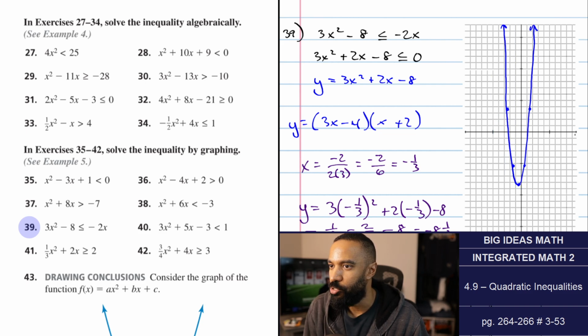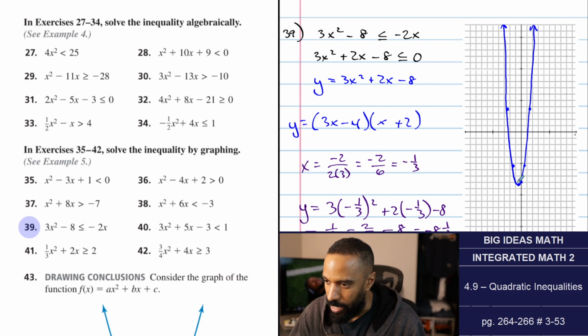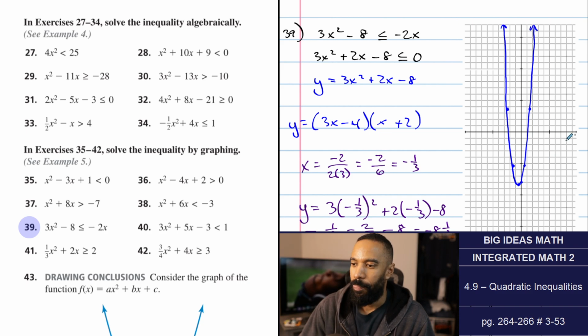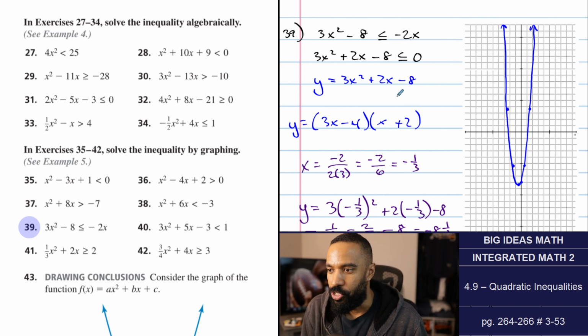So my y-intercept should be... This is why I check these. My y-intercept should be negative 8. That's good. My x-intercept should be negative 2. Now, that's negative 2 right there. So obviously my curve is fat and bad. So let's fix that.